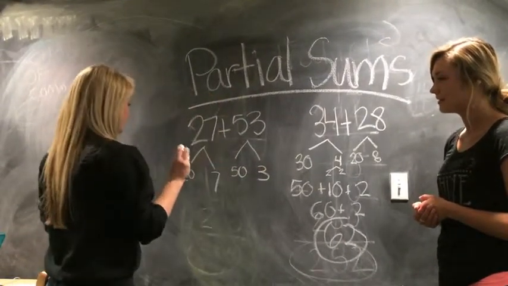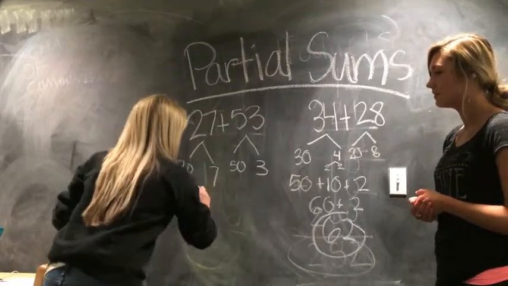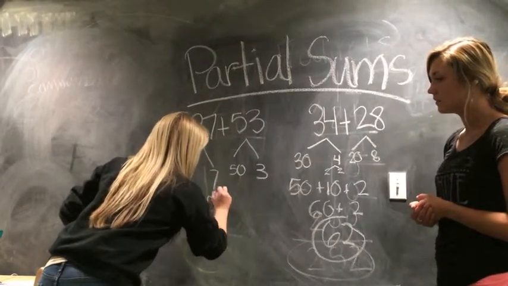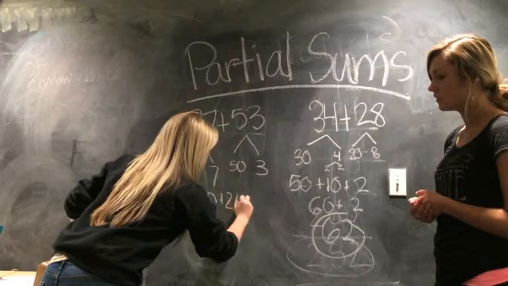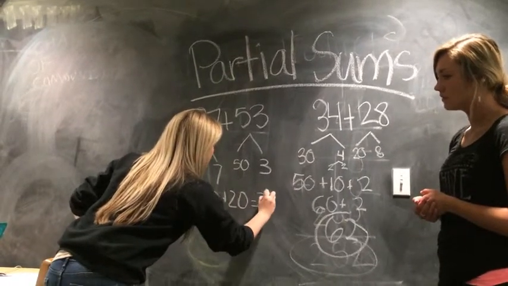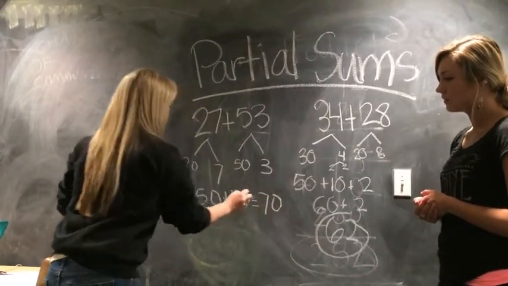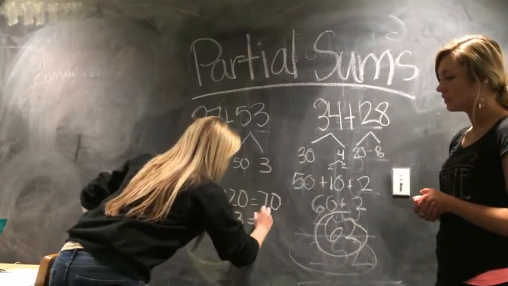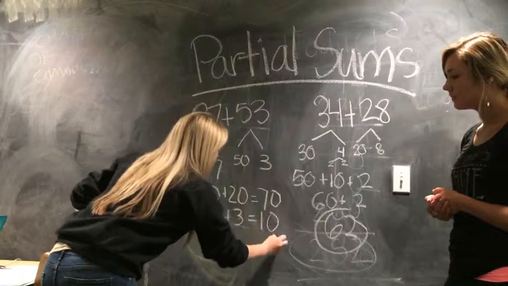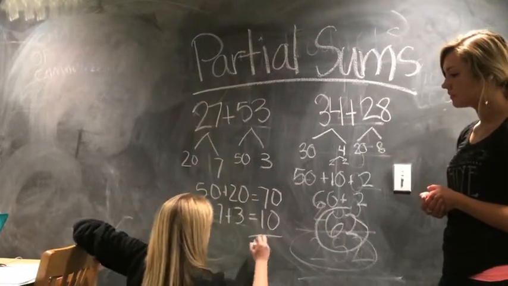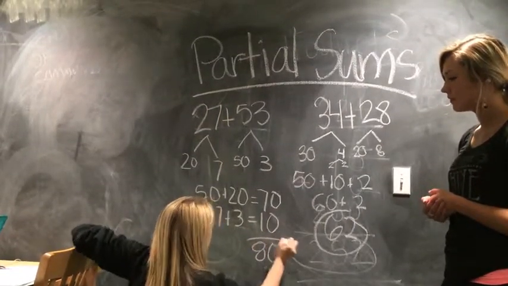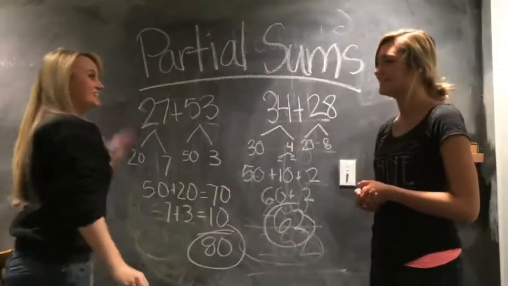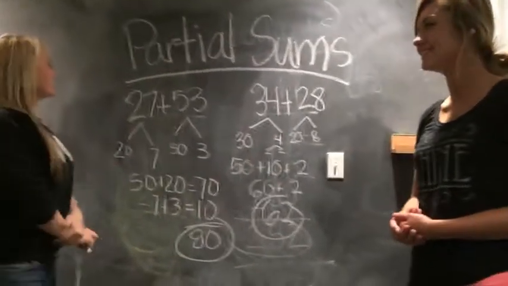So it would be 50 and 3. Okay, so now I add 50 plus 20, which equals 70. And then a 7 plus a 3, which equals a 10. And then a 70 plus a 10, which equals 80. Perfect. Wow, that was great.